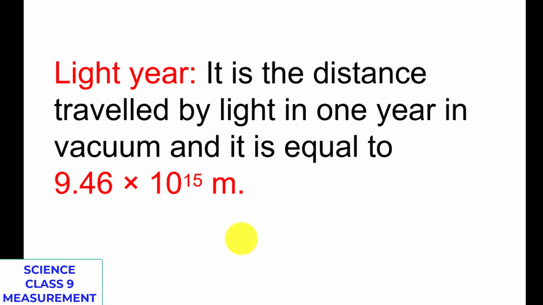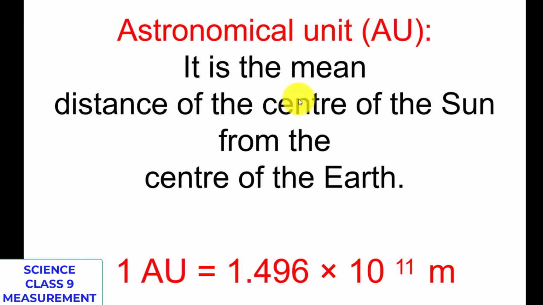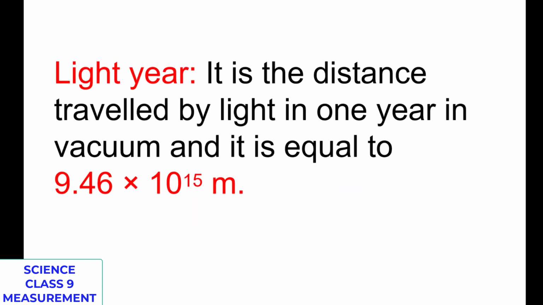Okay. Now coming to the case of light year. It is the distance travelled by the light in 1 year in vacuum. Note the point, in 1 year in vacuum, and it is equal to 9.46 into 10 to the power of 15 meter. Okay. What is the value of light year? It is 9.46 into 10 to the power of 15 meter. Previously, we have studied about the astronomical unit, and what is the value of astronomical unit? One astronomical unit is equal to 1.496 into 10 to the power of 11 meter.